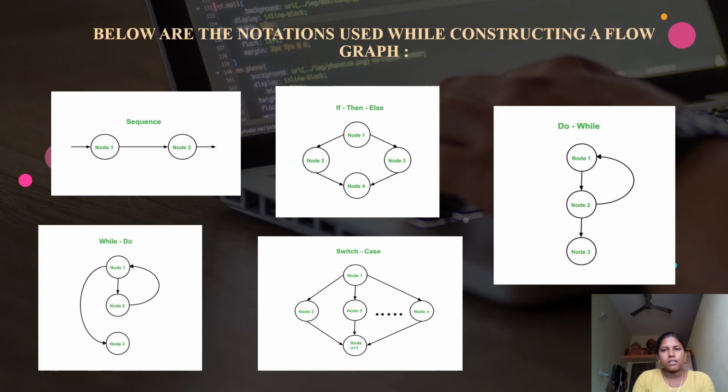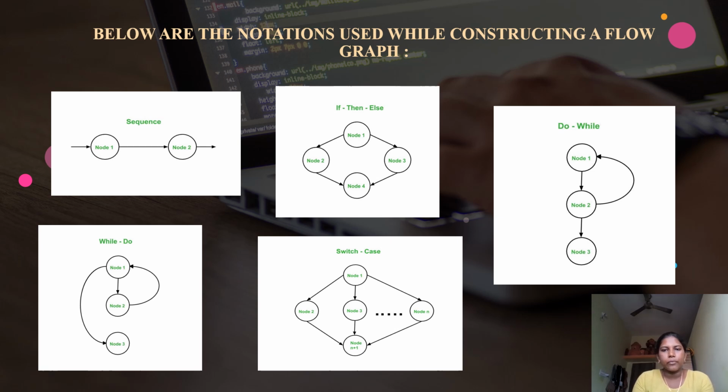In a program there are different constructs like if then else, do while loop, switch cases, and while do loop. So for that, how do we construct this flow graph? For a sequence, it is node 1 to node 2, or n number of nodes.